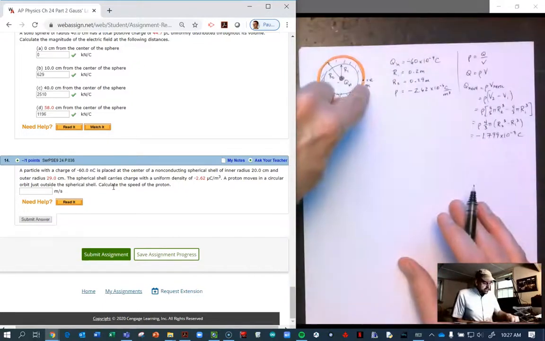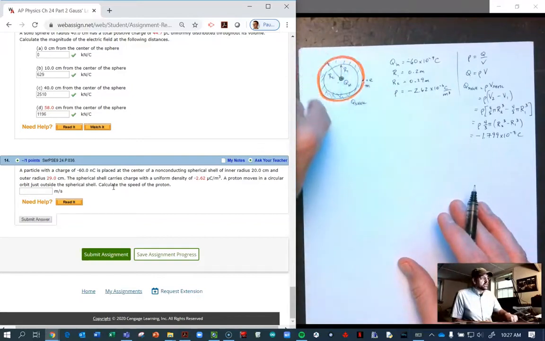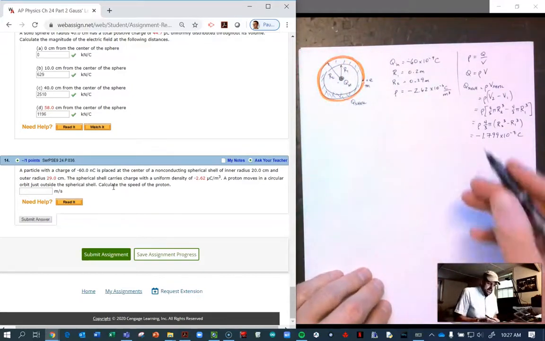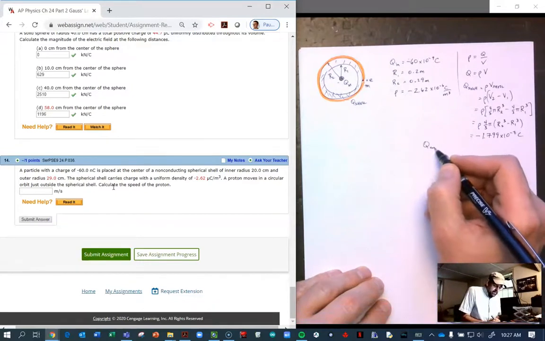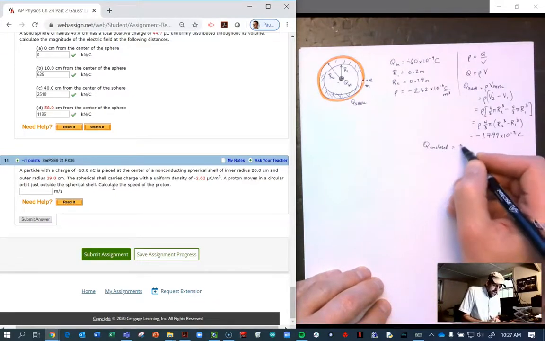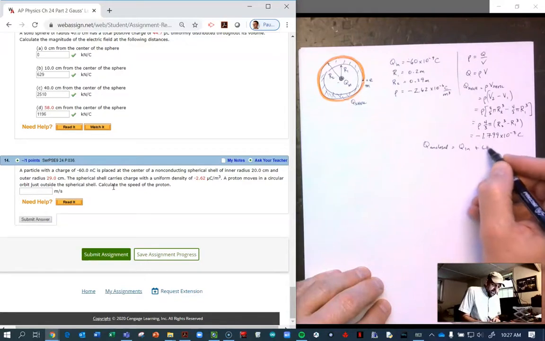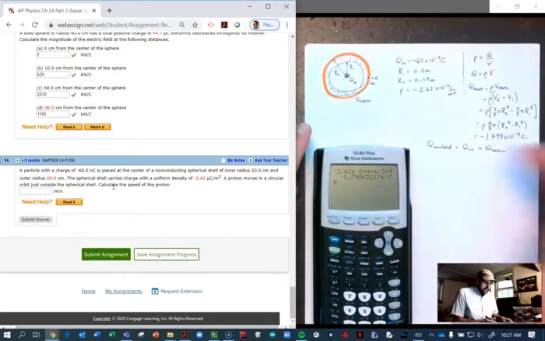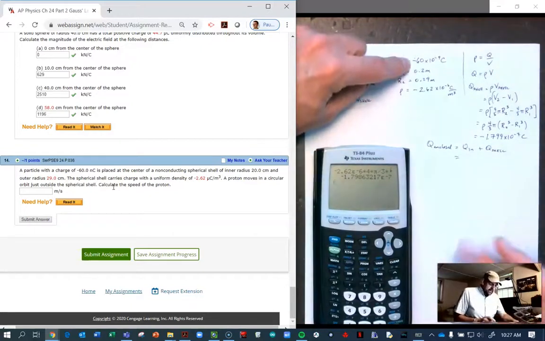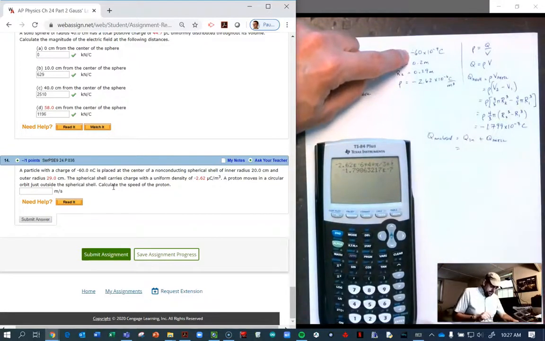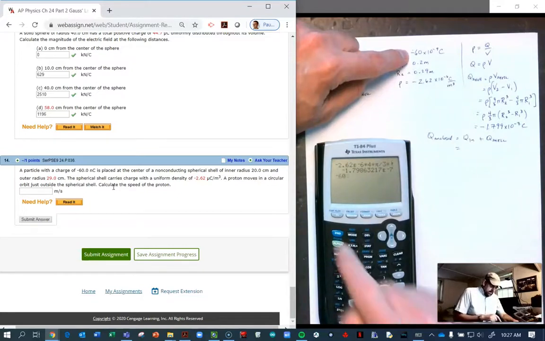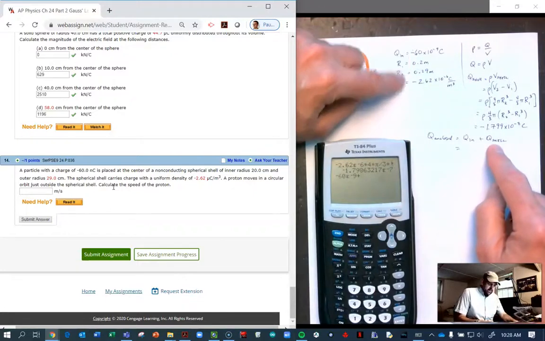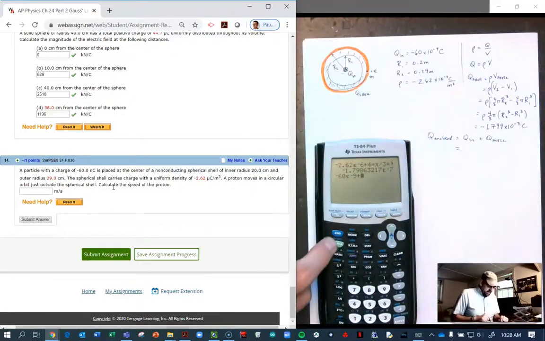And again, we're going to need the total charge enclosed by the Gaussian. And so that Q enclosed is going to be the Q on the inside plus the Q of the shell. Okay, so we can figure that out. Q on the inside is this guy, negative 60 e to the minus 9, plus the Q of the shell, which is what we just calculated. So I'm going to use my answer, second answer.